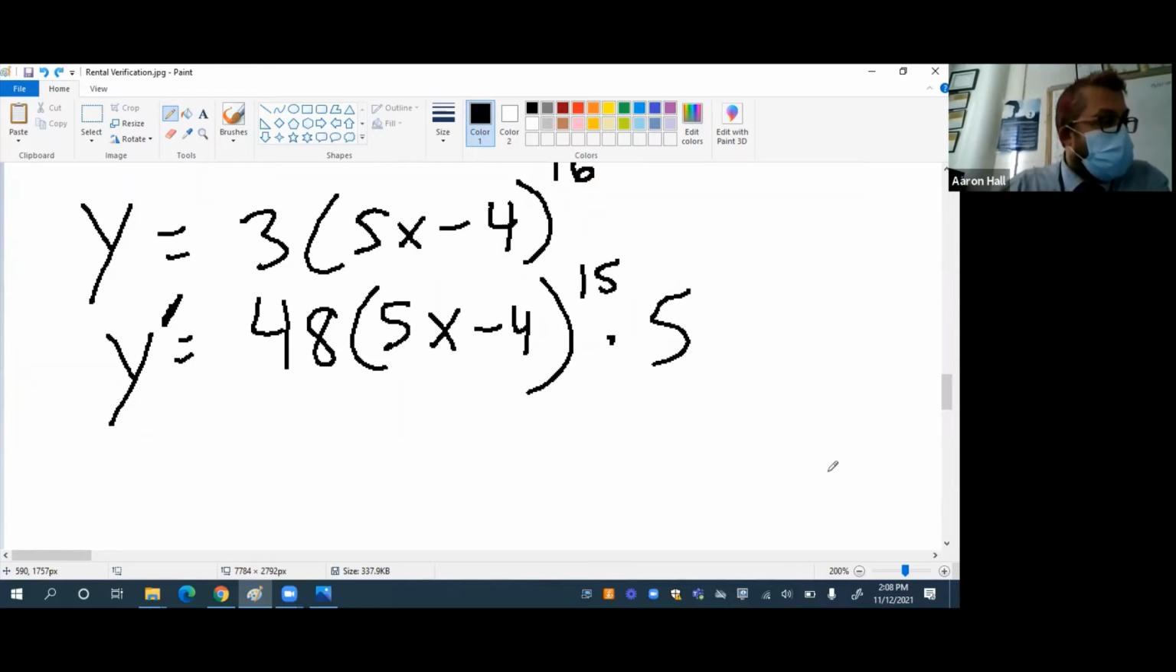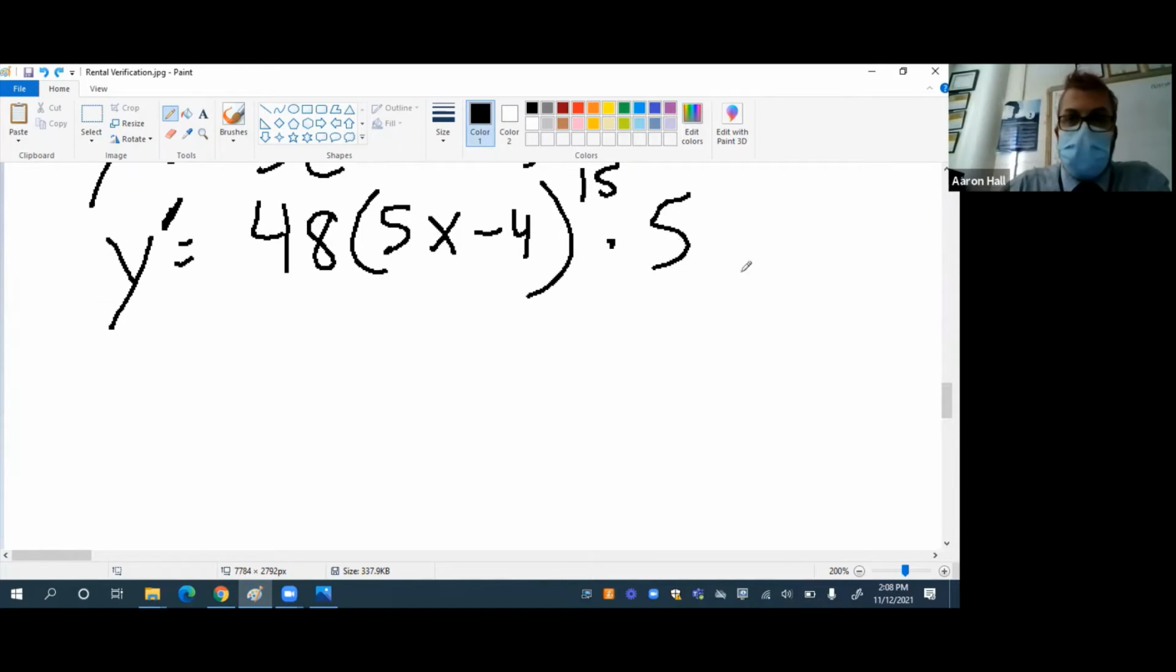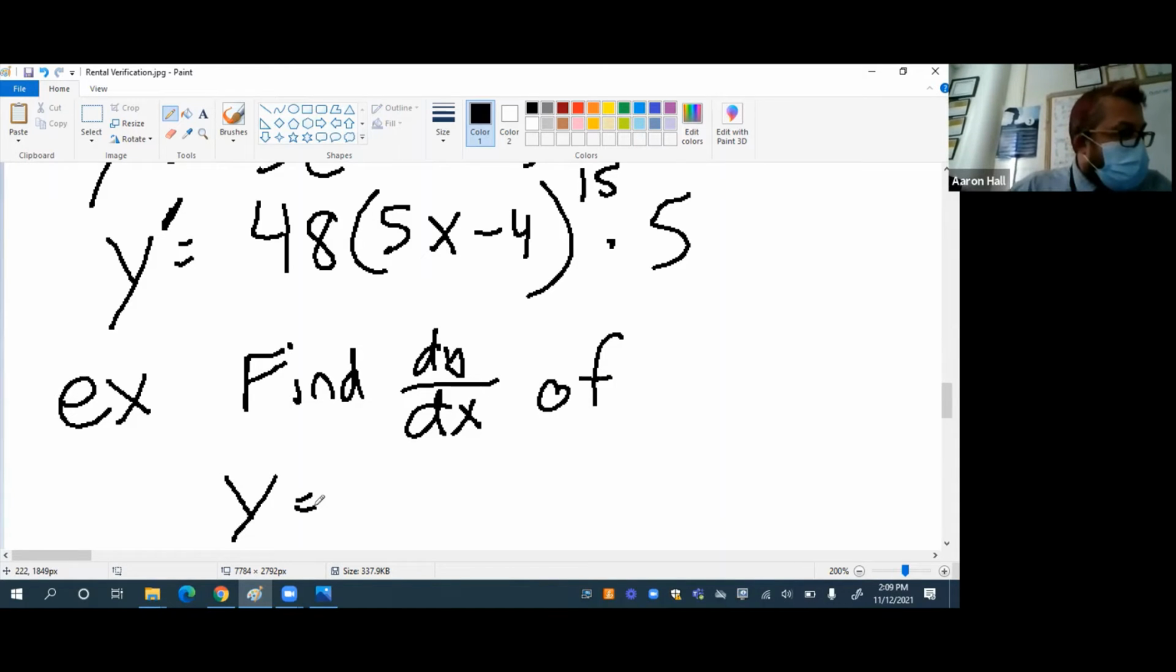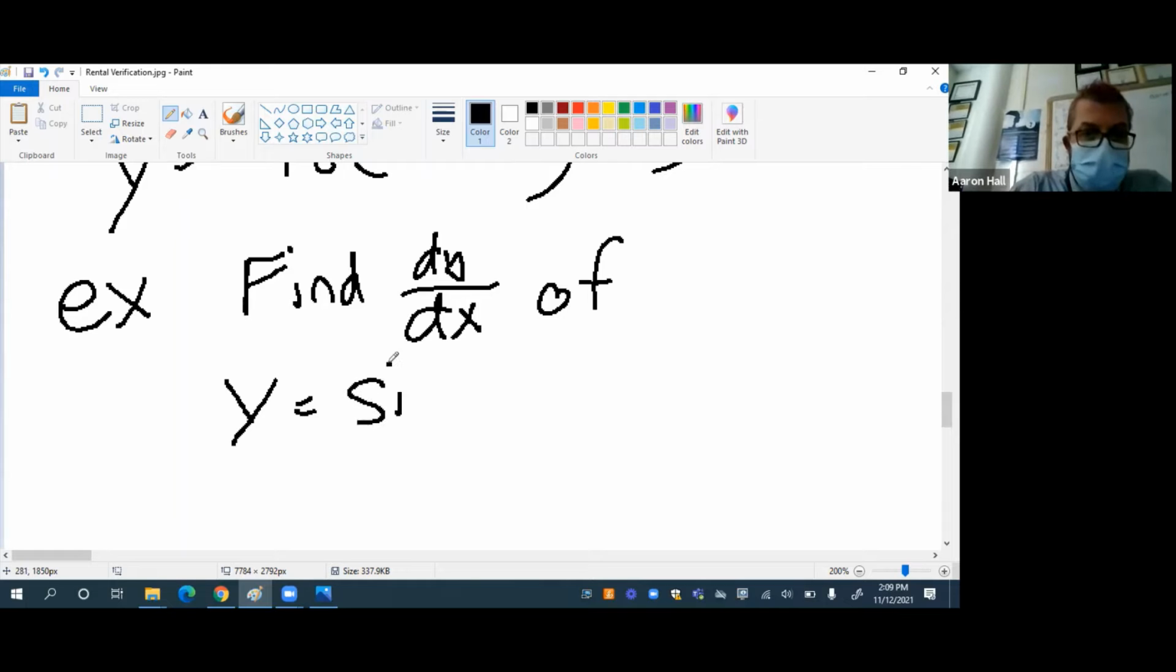Let's do another example. So find dy dx of y equals sine of x squared plus 3.